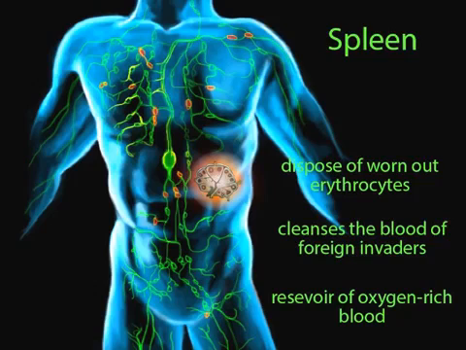This serves as a backup supply of blood in case of blood loss. If the body detects blood loss due to hemorrhage, the sympathetic division of the ANS stimulates the smooth muscles in the capsule of the spleen to contract. This pushes the backup supply of blood into the bloodstream, compensating for the blood loss.